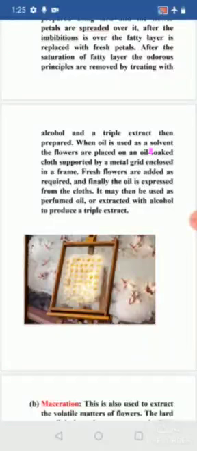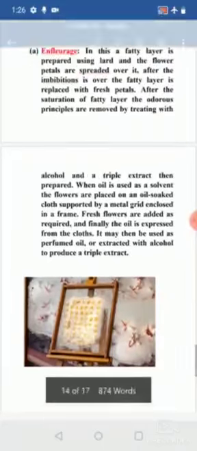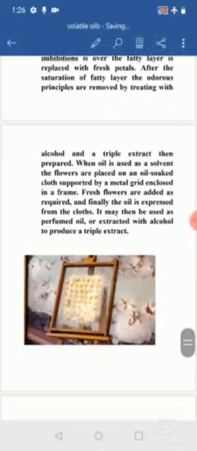So either you can go with the triple extract, or you can go with the preparation of the odorous base for the preparation of the soaps, pomades, brilliantine and all, or you can go with the preparation of the perfume oil. If you are going to go with the preparation of the pomades or the base, you are going to use the lard, and on that you are going to keep the flowers or the petals.